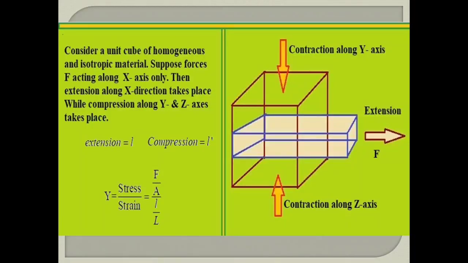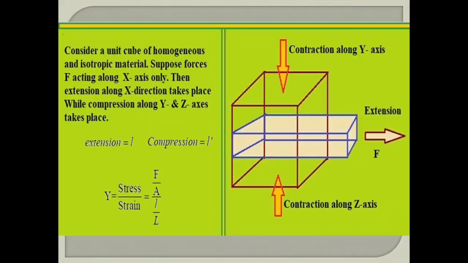We are familiar with Young's modulus. It is the stress upon strain. Young's modulus is the ratio of stress upon strain, and it is given as force upon area. Stress is nothing but the force upon area, and strain is nothing but the change in length per unit original length. You are observing in the diagram contraction along the y-axis and contraction along the z-axis, while extension is shown along the x direction, and that force is along the x direction.